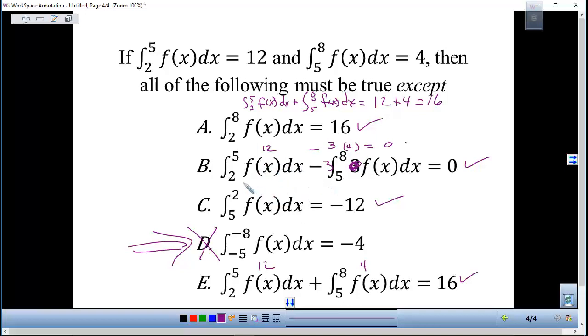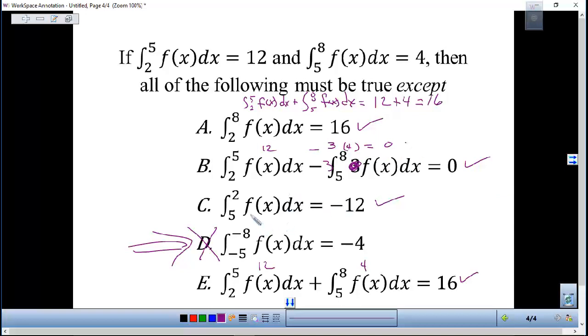Right, with this one, we've already got it broken up, but we have a constant multiple over here that we can move out front. So the integral from 2 to 5 of f of x dx is 12, minus 3 times the integral from 5 to 8 of f of x dx, which is 4. 3 times 4 gives us 12, and 12 minus 12 gives us 0. So that one checks out as well.